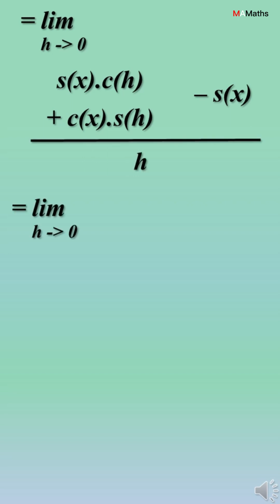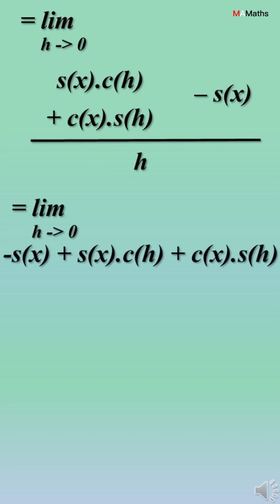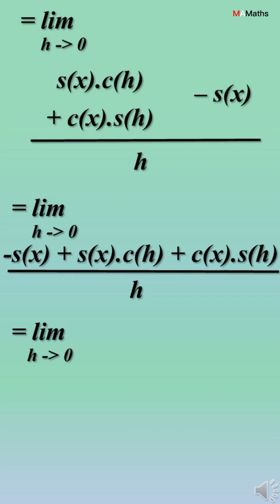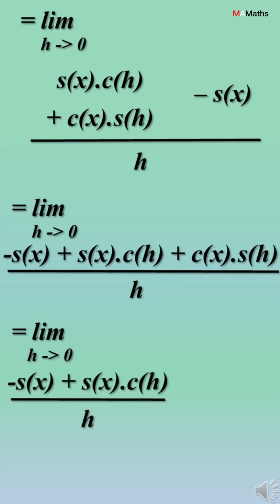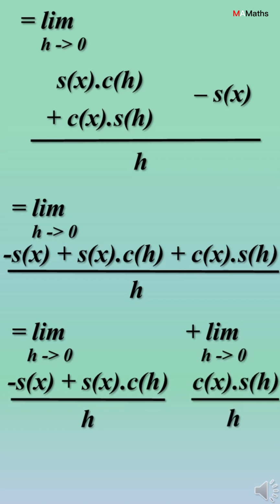That's equal to, by rearranging, minus sine of x, we'll bring that term first, plus sine of x times cos of h plus cos of x times sine of h. Now we'll split that into two parts. The first part will be the left-hand side and middle term, and the second part will be the right-hand side. So we get the limit as h approaches 0 of minus sine of x plus sine of x cos h over h on the left, and the limit as h approaches 0 of cos of x times sine of h over h on the right-hand side.